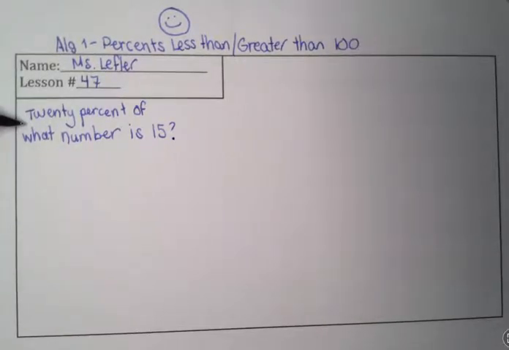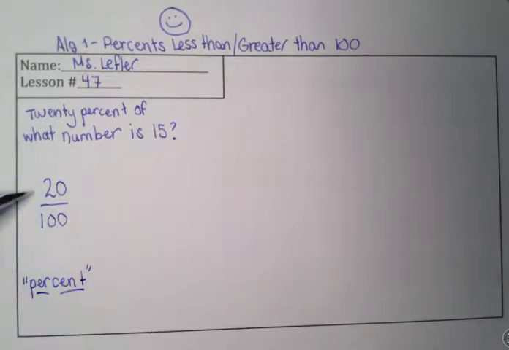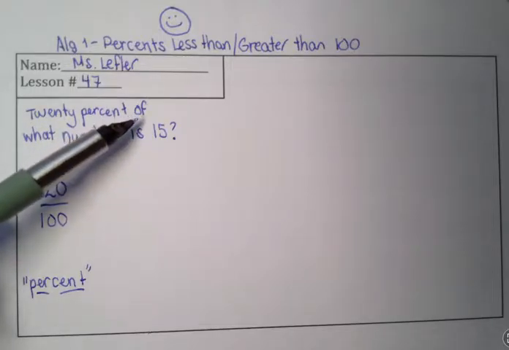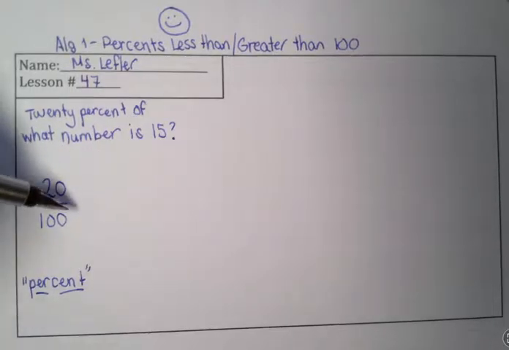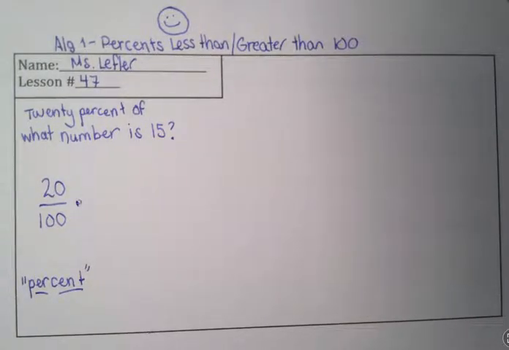So I'm going to write this with numbers. 20%, I'm actually going to write that as 20 over 100. The reason I do that is because the word percent actually means over 100. So I'm going to put 20% is 20 over 100. The word of in mathematics is often used for multiplication. So I'm going to say of would be times. 20% of what number is 15?